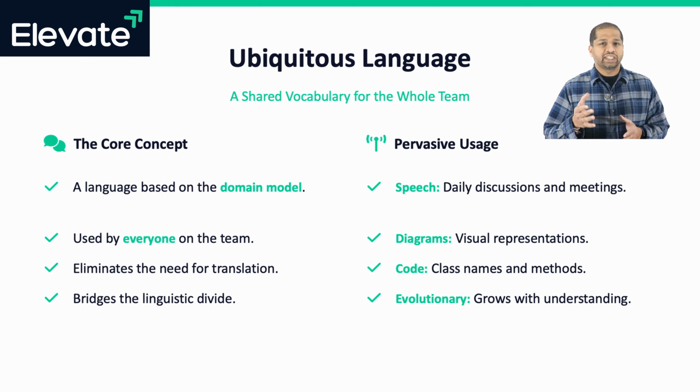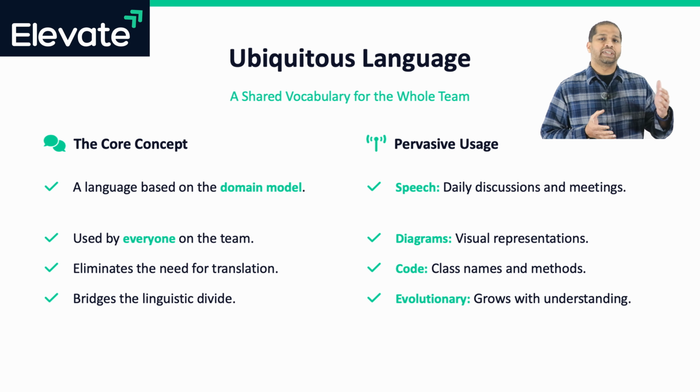The answer is the ubiquitous language. This isn't just a nice to have. It's a fundamental shift in how we communicate. We are talking about a shared vocabulary rooted in the domain model that everyone on the team uses consistently. This means the same terms appear in our daily conversations, our diagrams, and most importantly, directly in our code.